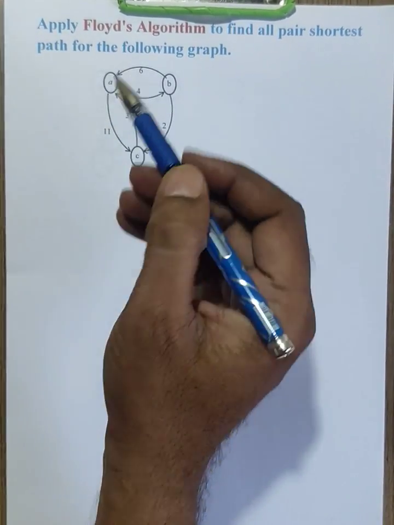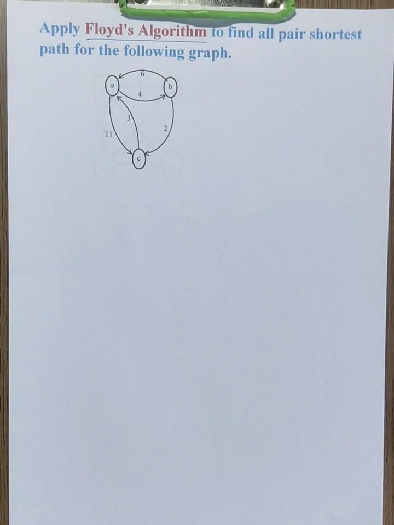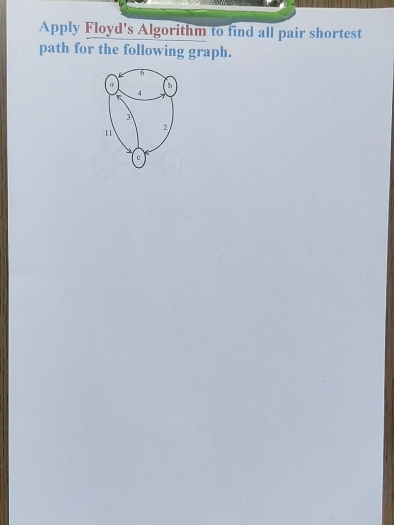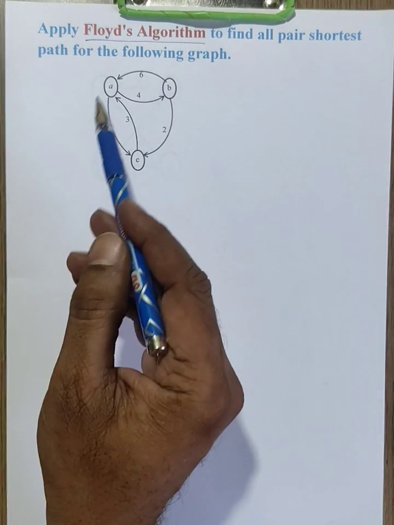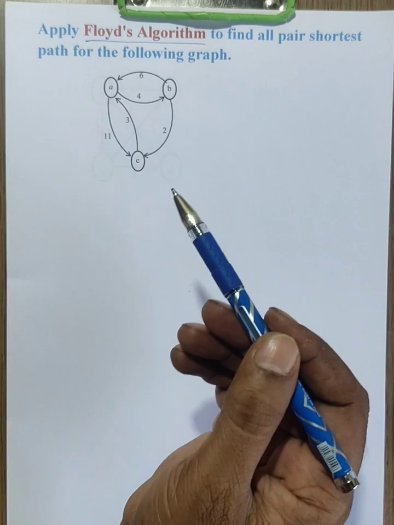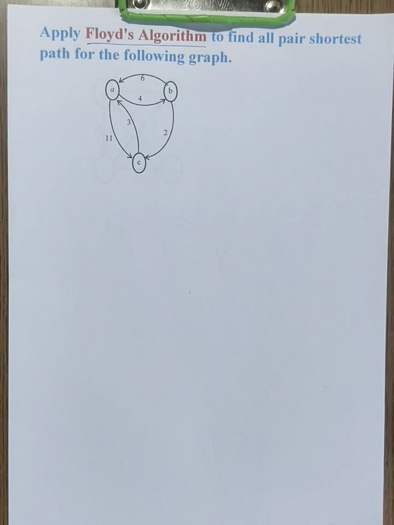This is Floyd's algorithm. Floyd's algorithm to find all pair shortest path for the following graph. Floyd's algorithm is an advance of Warshall's algorithm, and it is an advanced algorithm in dynamic programming. In dynamic programming, each step solution is overlapping.